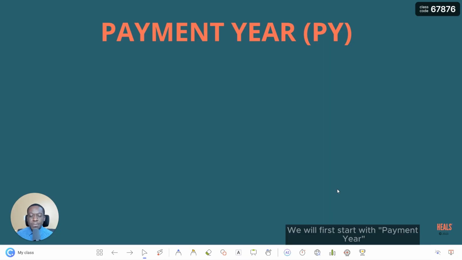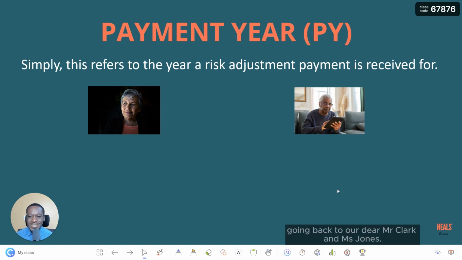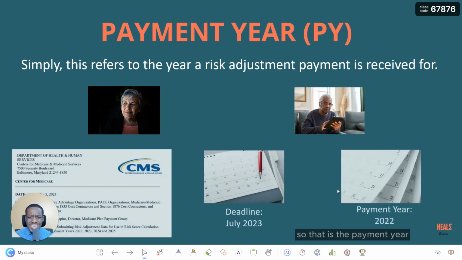We'll first start with payment year. Put simply, payment year refers to the year a risk adjustment payment is received for. And we'll use an example going back to our dear Mr. Clark and Miss Jones. If a health plan that Mr. Clark and Miss Jones are enrolled in receives payment from the Centers for Medicare and Medicaid Services, CMS, for example, for August 2023, then the payment year is 2023. If they receive it for September 2023, it is for payment year 2023. So that is the payment year.